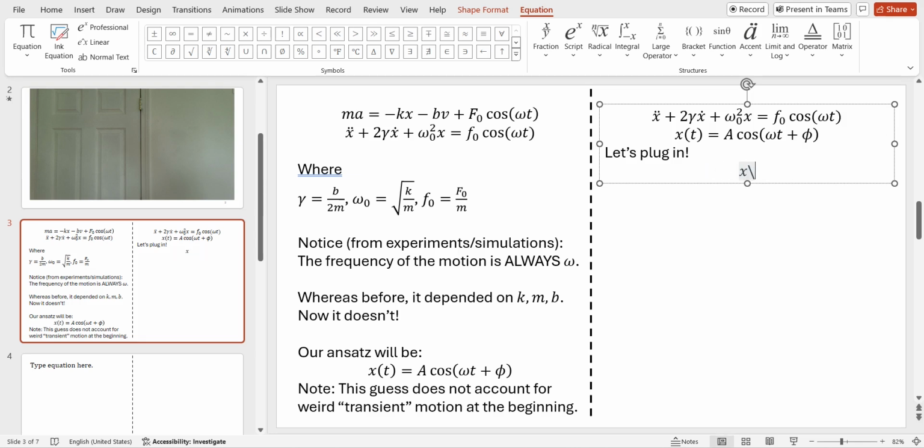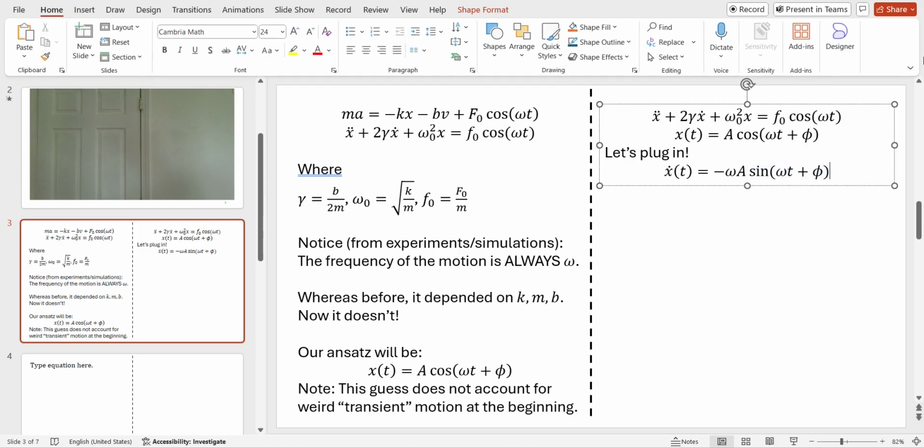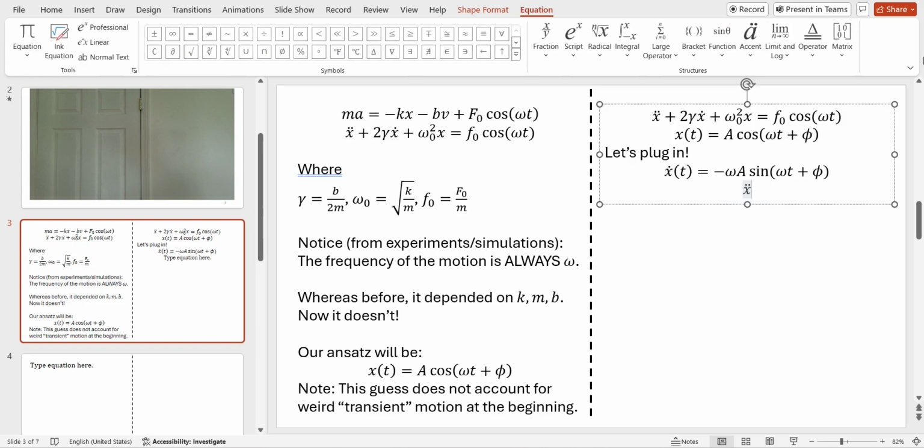x dot of t is going to be A times cosine of omega t plus phi. And I forgot there's an omega now, and it's not a cosine, so this is just completely wrong. There's an omega, and there's a minus sign now, right, because we took the derivative, and it's a sine. My bad. Okay. And x double dot of t is going to be minus omega squared A cosine of omega t plus phi.